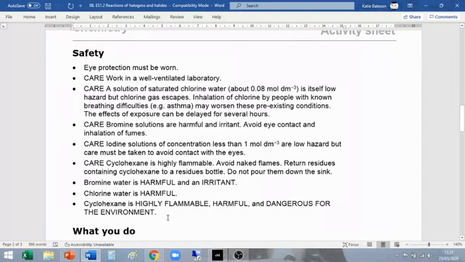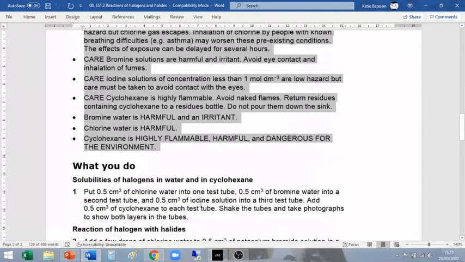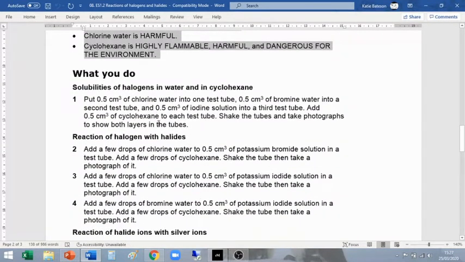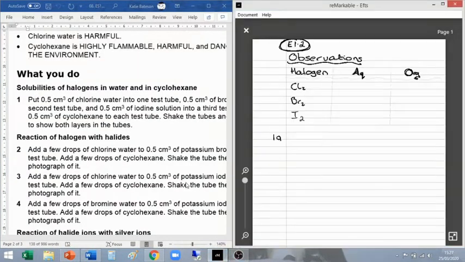Safety. Can we see here, ladies and gents, our halogens are not nice. Toxic, in fact. Okay. So what we would have done is put a little bit of chlorine water and bromine water and iodine solution, so iodine water as well. All three of those are aqueous solutions and therefore they will have a specific colour. So let's have a look what observations we would have been making.